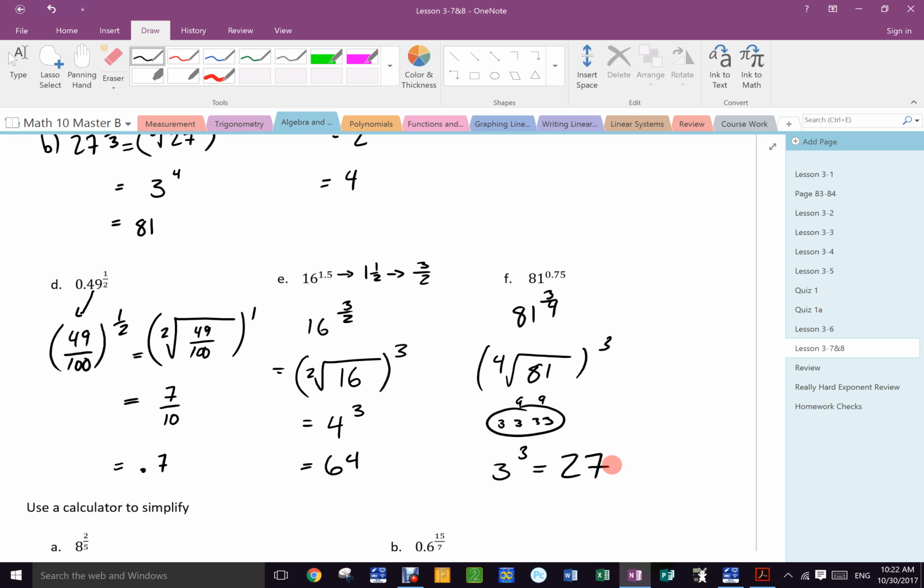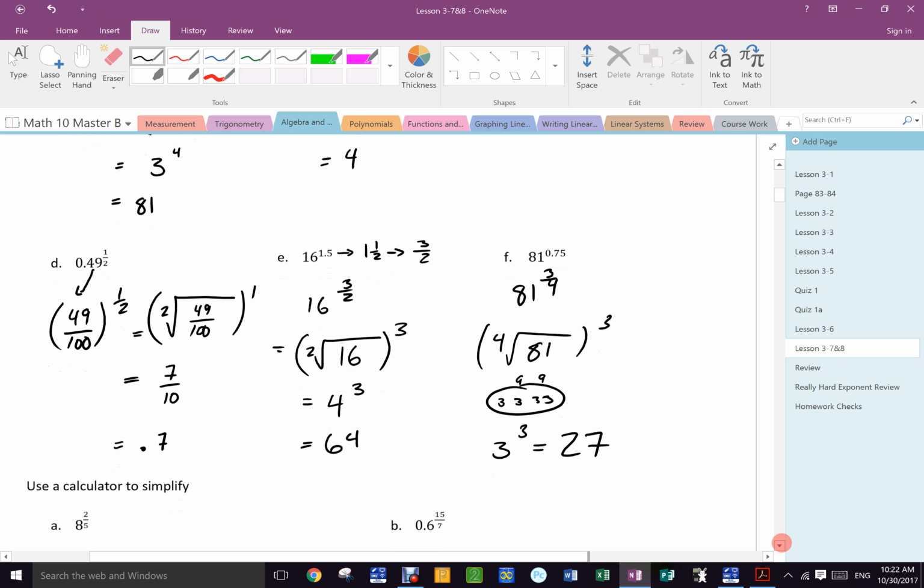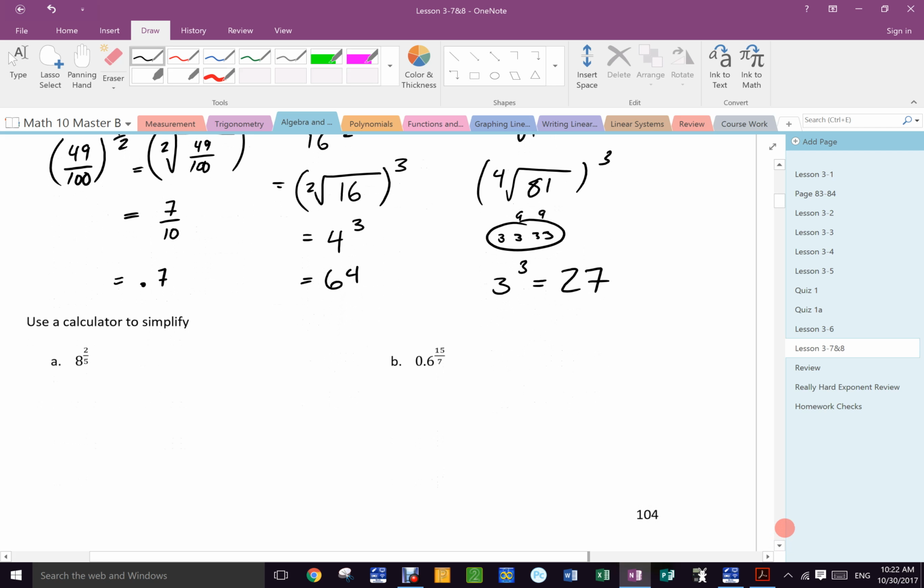What have you noticed about every question we have done up till now? Same concept, and it's worked out perfectly, hasn't it? We've been able to do them in our head. In the real world, if you are actually doing math in the real world, not math in math class, is it always going to work out? No. Sometimes your numbers are not going to work out.